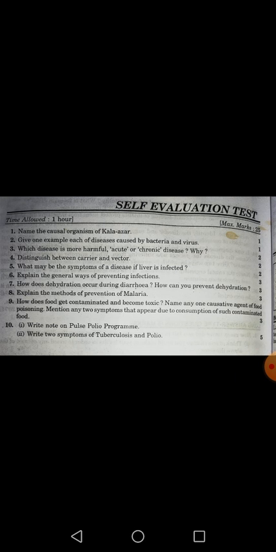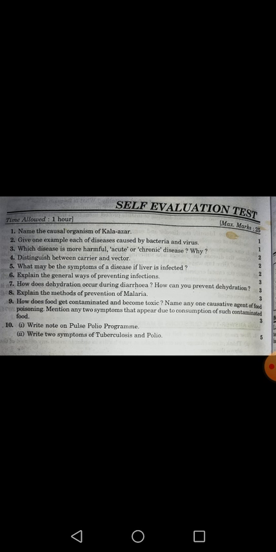And question number 2: give one example of each disease caused by bacteria and viruses. So here we have to give examples, one of a viral disease and one of a bacterial disease. AIDS is a viral disease and it is caused by HIV, human immunodeficiency virus, while typhoid is a bacterial disease and it is caused by a bacterium named Salmonella typhi. So HIV is the causative agent, a virus for AIDS, as well as Salmonella typhi, a bacterium, is the causative agent for typhoid.